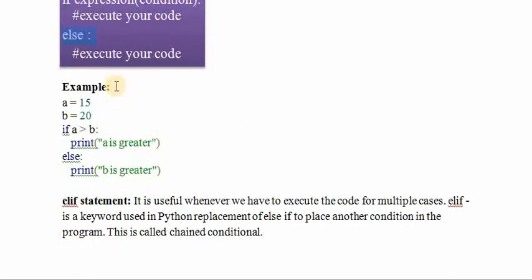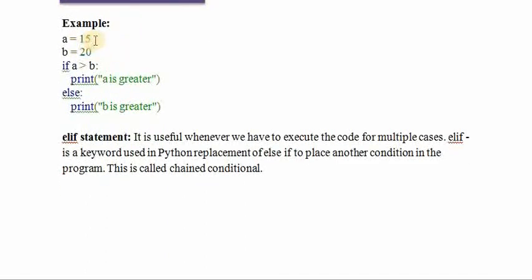Let's take an example. Suppose a equals 15, b equals 20. I am checking whether a is greater than b or not. If you are using the comparison operator, then it will return either true or false. In this case, a is 15, b is 20, so it will return false. If it is false, then it will move to else. So what will it print? It will print b is greater.